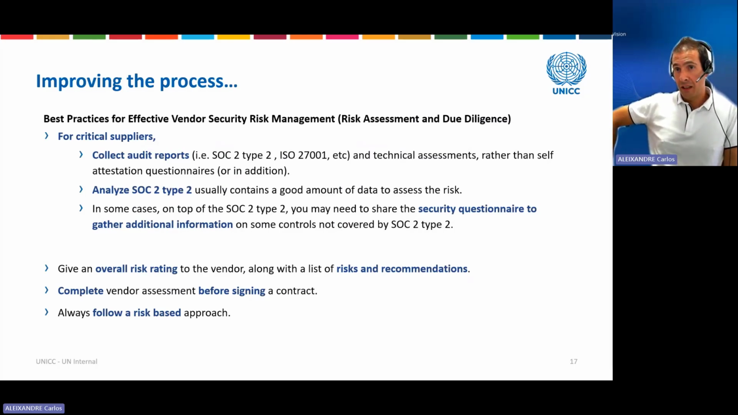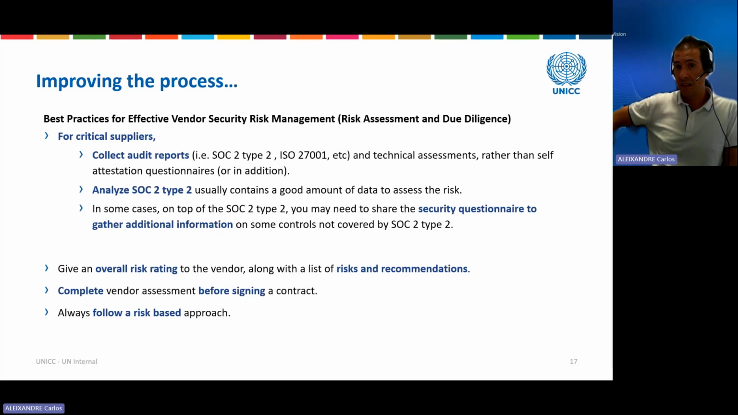Now, if we move to the next phase, some of the best practices when we do the risk assessment and our due diligence. So for critical suppliers, as we discussed, I think it's key to collect audit reports and technical assessments rather than self-attestation questionnaires, right? Again, self-attestation questionnaires should be in addition, but shouldn't be the ground. We need assurance, and SOC 2 and other independent audits or reports can give us this assurance that an independent party has gone and has tested the security controls.